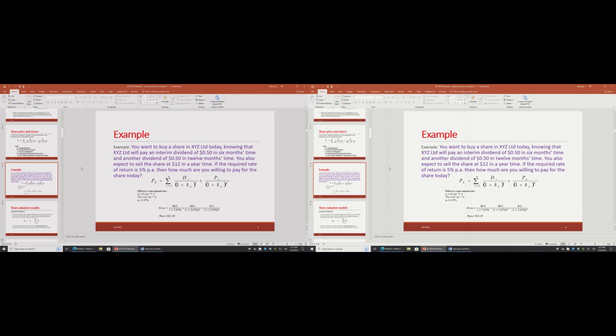First of all, look at the return here. The required rate of return, we're going to use as a discount rate, so we have to ensure we use the effective rate for the discount rate. Can you tell me, is the 5% per annum an effective or nominal rate? Can anyone answer? Nominal?